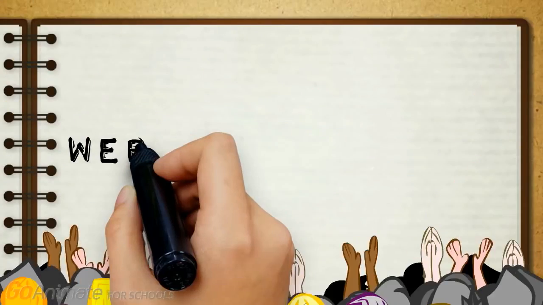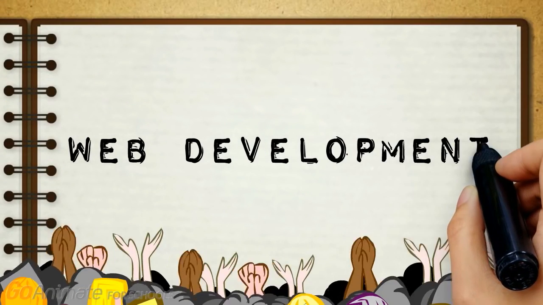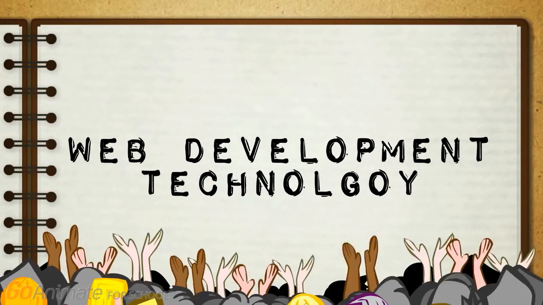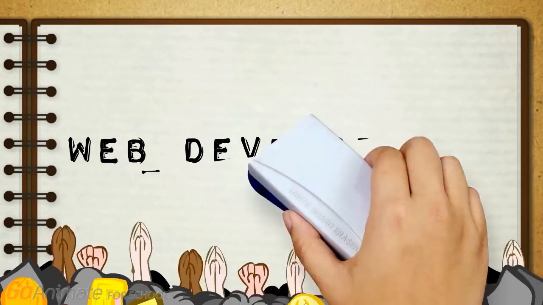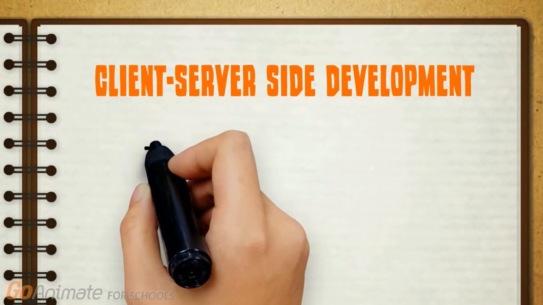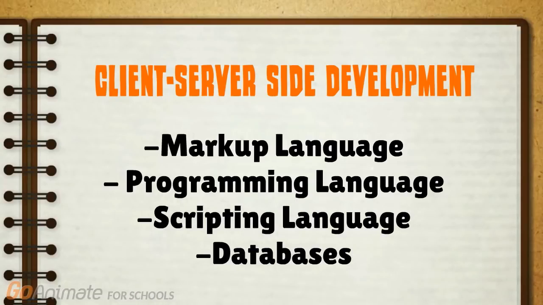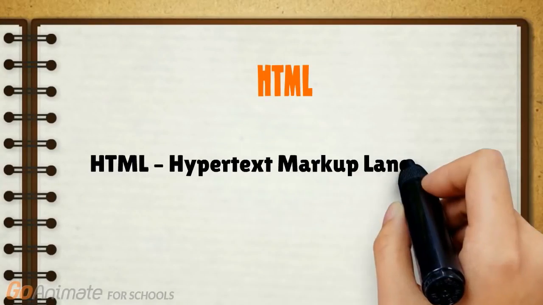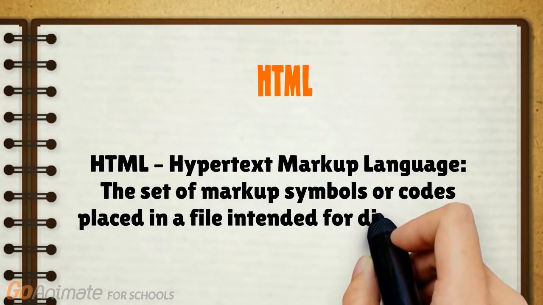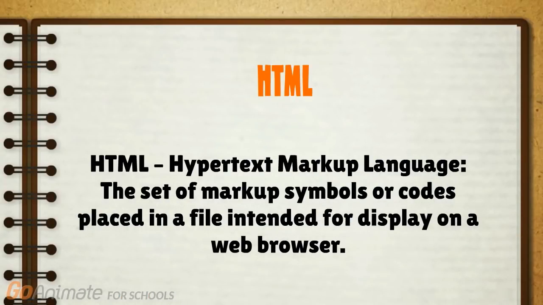Now, it's a good time to learn about web development technology. Client and server-side web development uses markup, programming, scripting languages and databases along with other technologies. We will quickly see a few of them. Let's see common client-side technology. HTML, Hypertext Markup Language, is the set of markup symbols or codes placed in a file intended for display on a web browser.